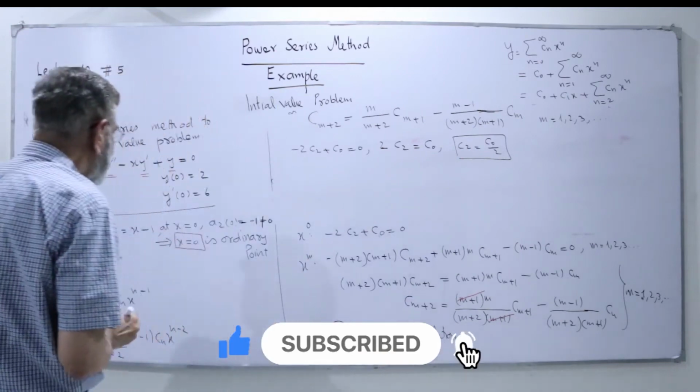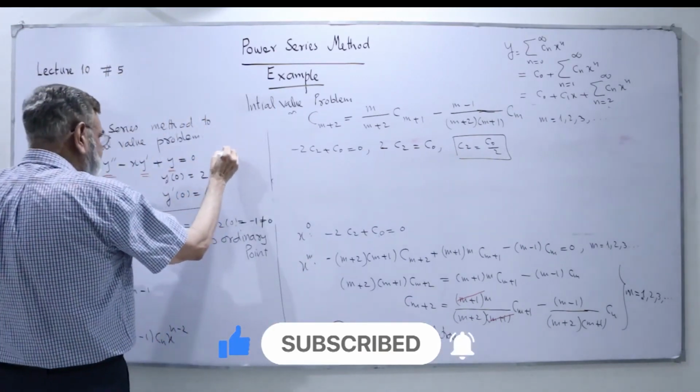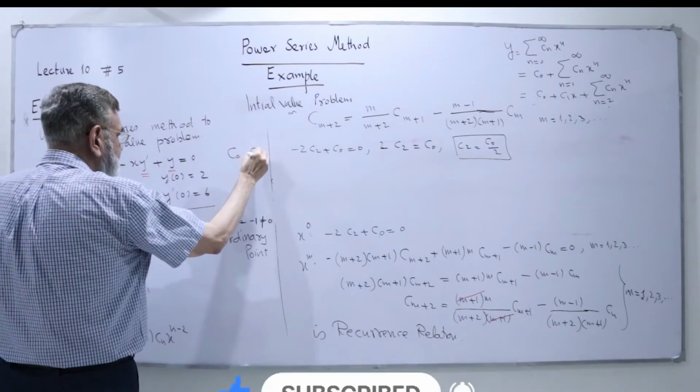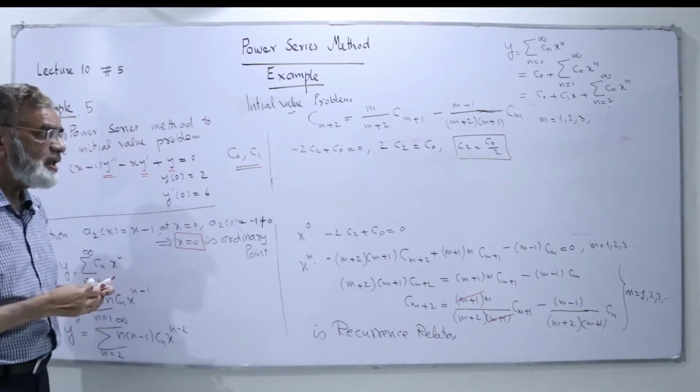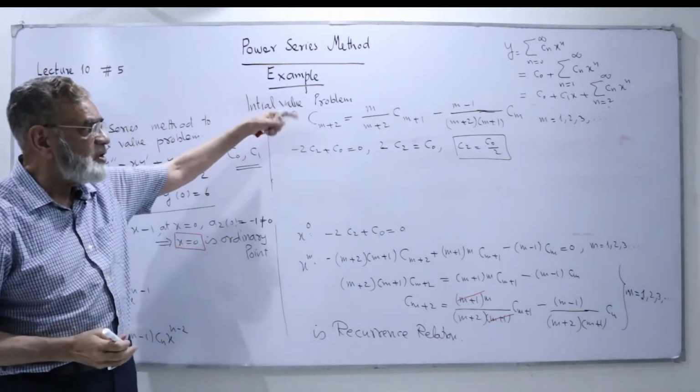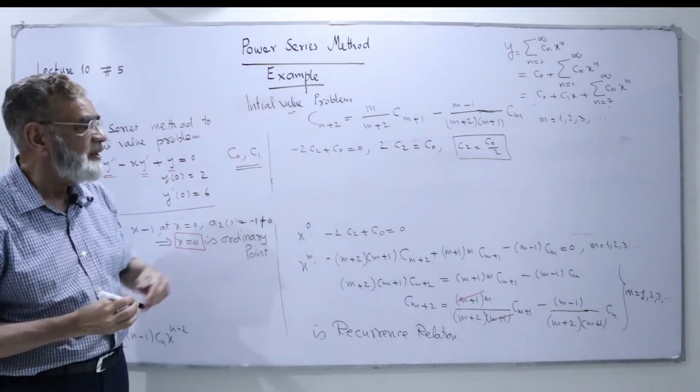Now I can have here the second order differential equation. So the arbitrary constants will be c0 and c1, we can contain two arbitrary constants. From here we try to get the value of c3, c4; when m equal to 1, we get c3, and so on.